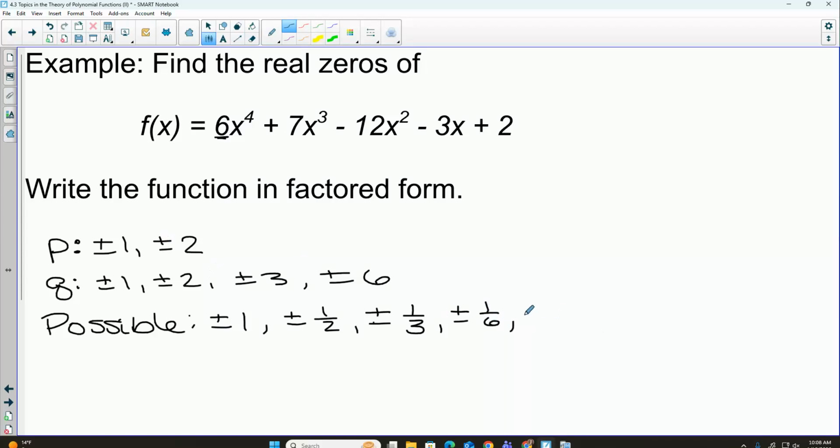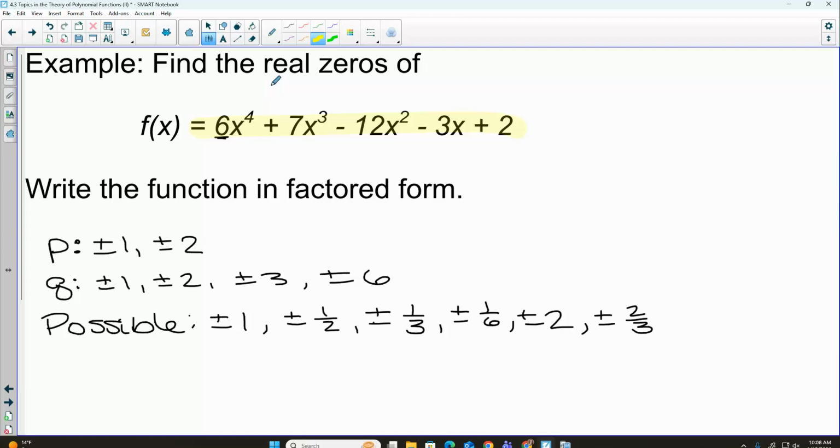Okay, and then our 2. 2 over 1 is 2. 2 over 2 is 1, and I have it. Plus or minus 2/3. 2 over 6 is 1/3, and I already have that. So this is my list of possible zeros. I have to find something that makes this equal 0.